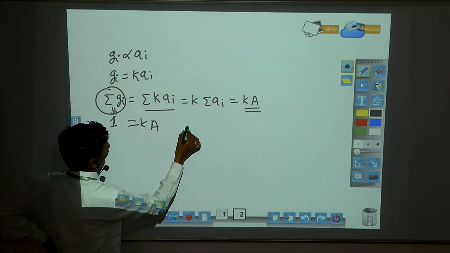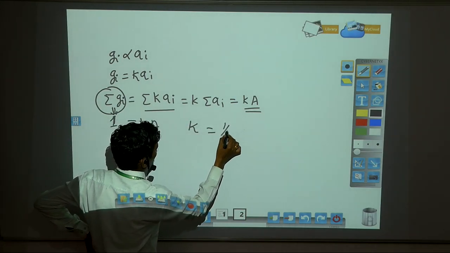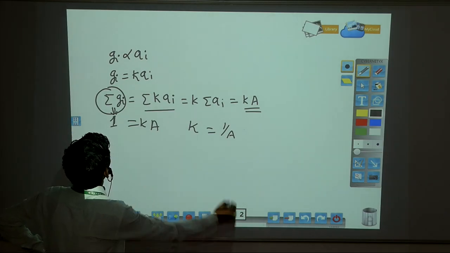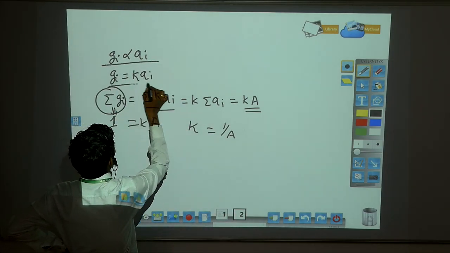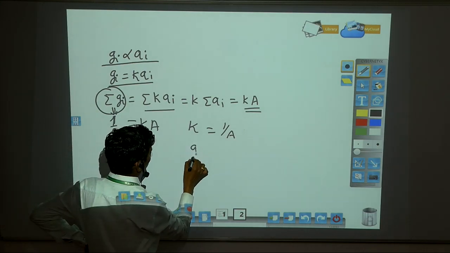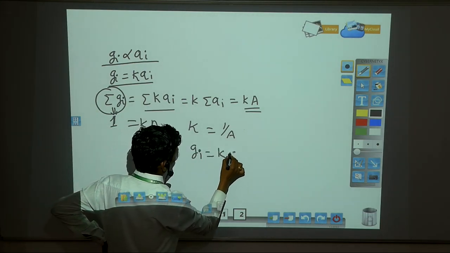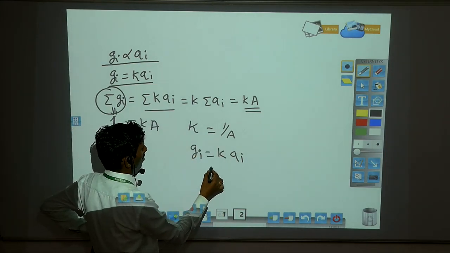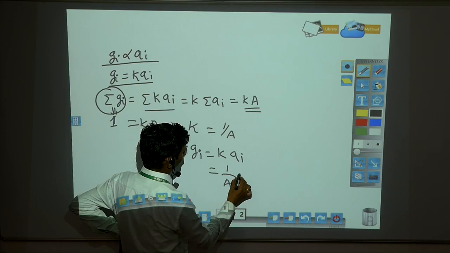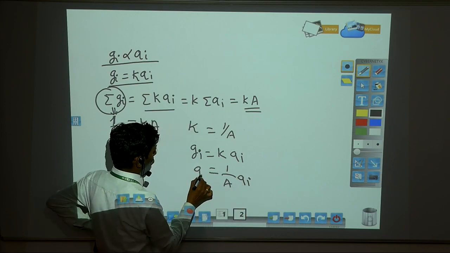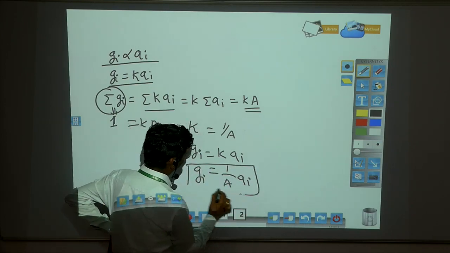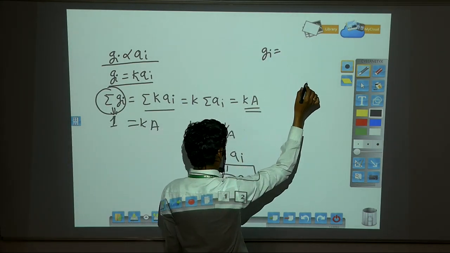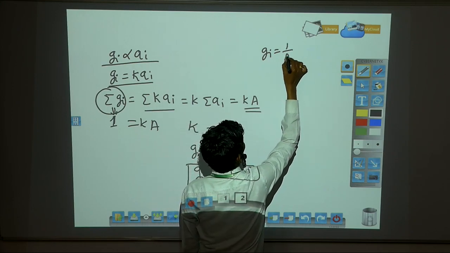Then what is the value of k? K is nothing but 1 by a. Then we can get gi is equal to kai. Substituting the value of k as 1 by a, this is nothing but gi. What we get is gi is equal to 1 by a ai. It is a very important relation we require further on.